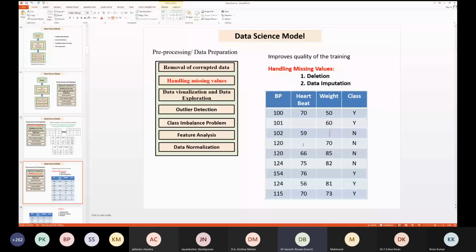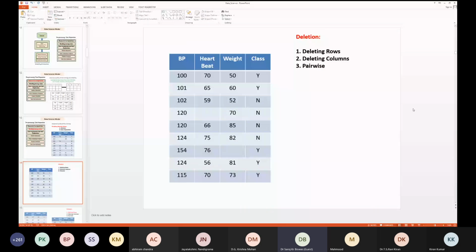Fine. I already talked about this: if the training is good, then the model is good. So how do we handle these missing values we have in our database? We can handle it in two categories. One type is called deletion, another one is called data imputation. What is deletion? In deletion we have three ways by which we can handle the missing values: deleting rows, deleting columns, or pairwise deletion.